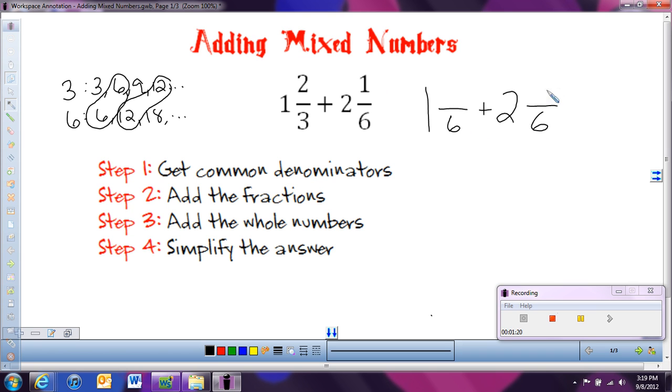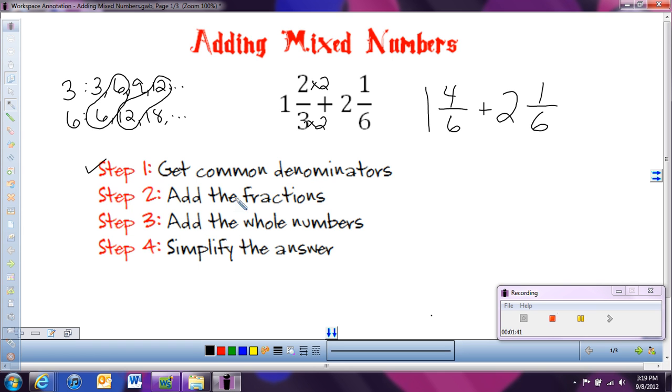Here we already had 1/6, so that one's going to stay the same. Here we had 2/3. We need to know how many sixths that is. To get from 3 to 6, I'm going to multiply by 2, and whatever we do to the bottom, we do to the top. So 2 times 2 is 4. All right, check. Step 1 is done. We have gotten common denominators.